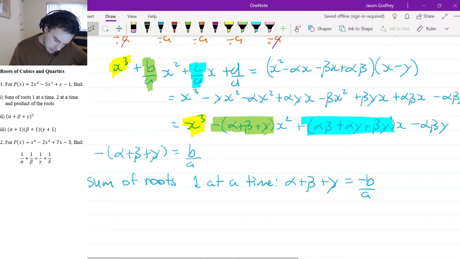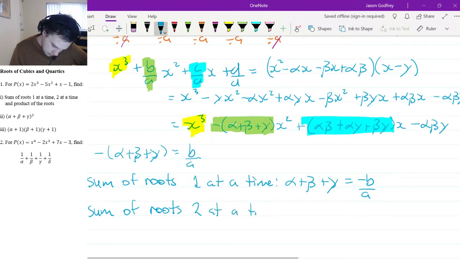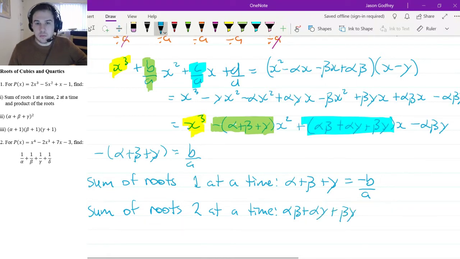So the difference here is the sum of the roots, and plus and plus, they're both positive. Two at a time. So this is all the pairs, all the different combinations: alpha and beta times together, plus alpha and gamma, plus beta and gamma. And that's the only possibilities, right?